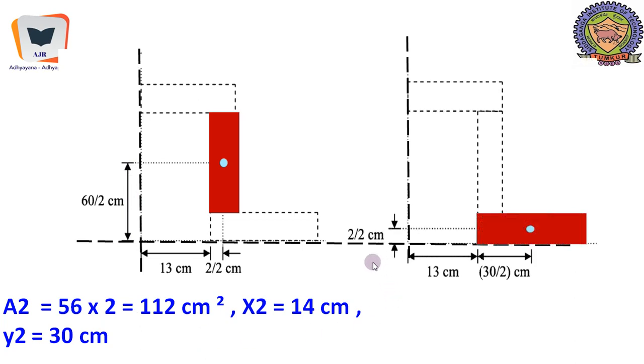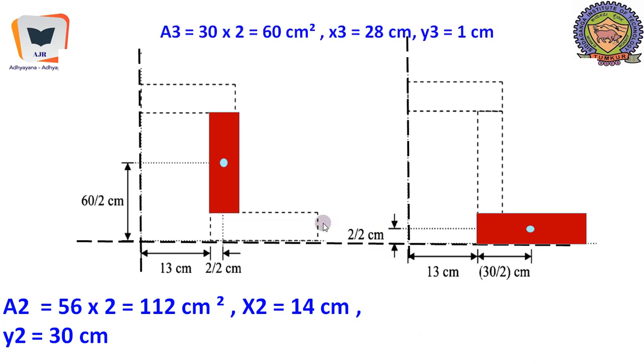As far as the bottom area, which is numbered 3, is concerned, the x distance is 13 plus 30 by 2. This is 30, so 30 by 2 is 15. 13 plus 15, that is 28 centimeters. As far as this is concerned, the thickness is 2 centimeters. Therefore, 2 by 2 will give us 1 centimeter. So now we know the area. Area is 30 into 2, 60 centimeters square. X3 is 28 centimeter. Y3 is 1 centimeter. This is Y3 and this is X3.